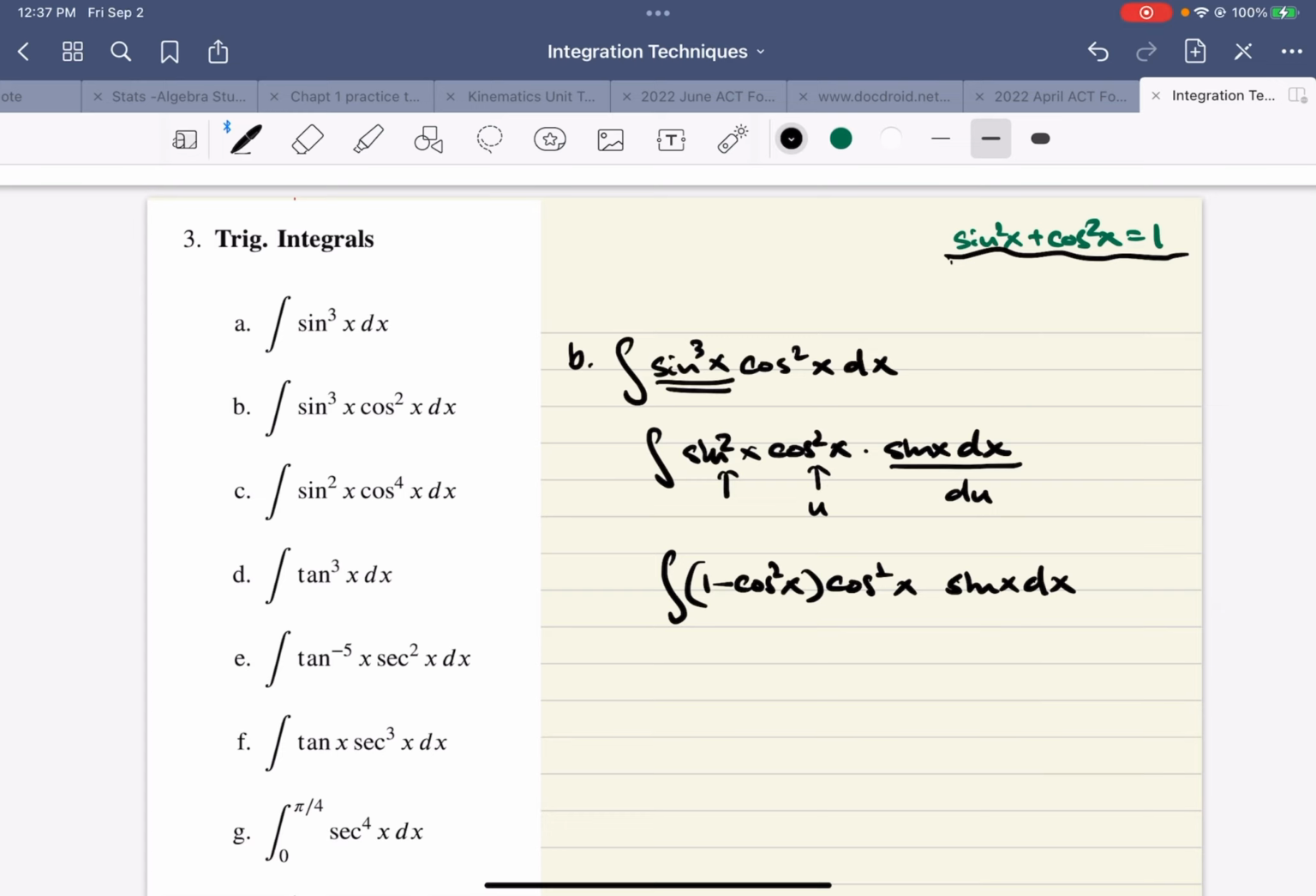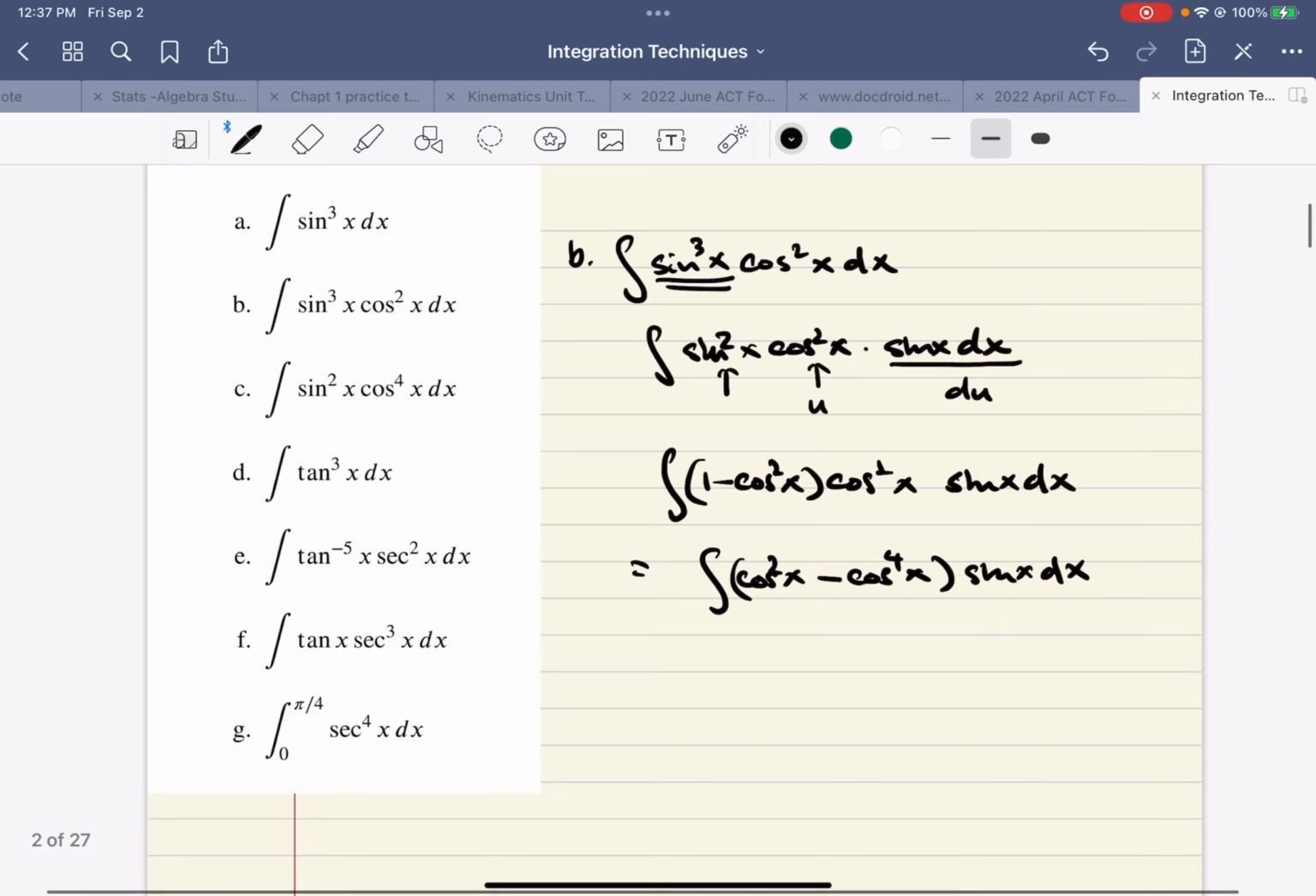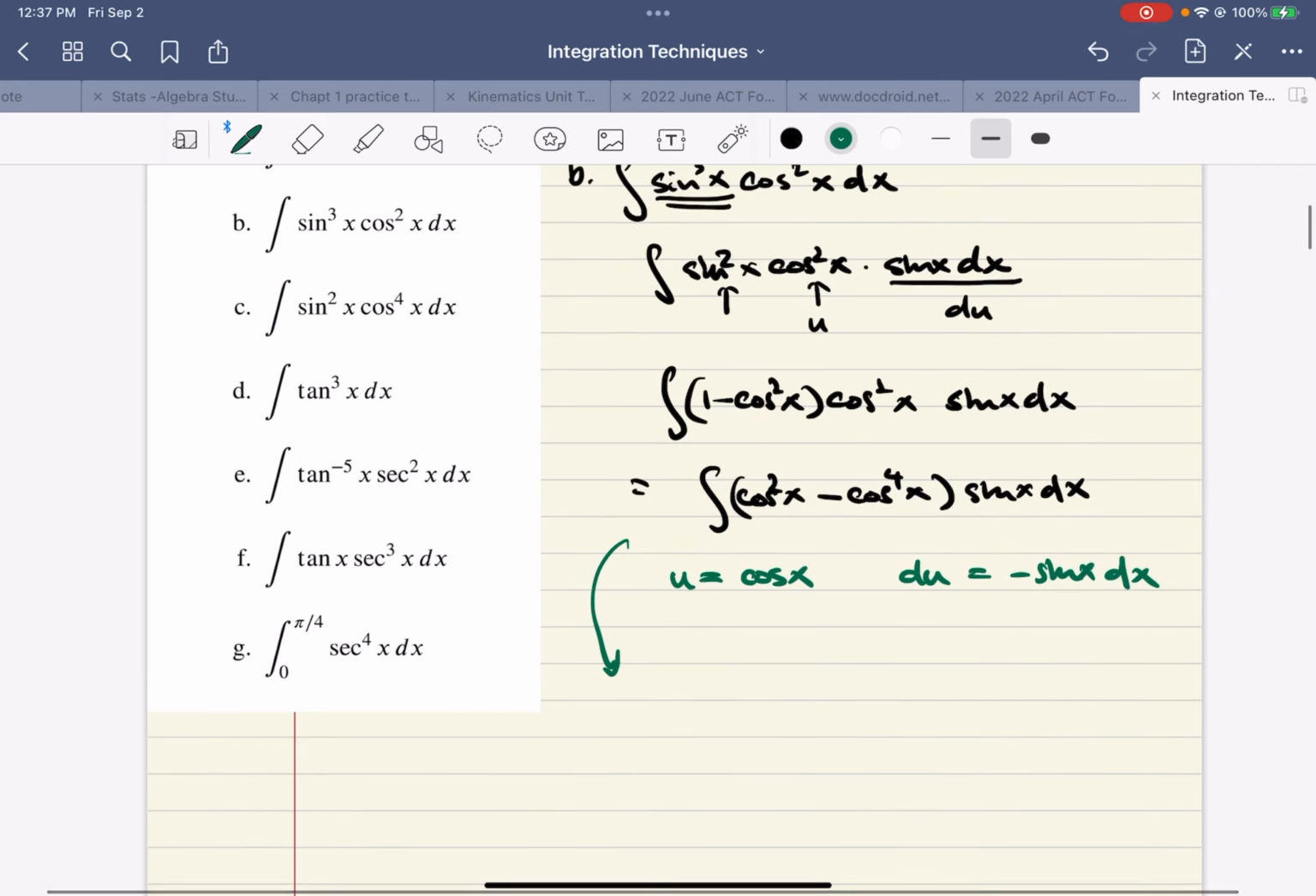Now distribute: cosine squared x minus cosine to the fourth power x, and then sine x dx. That's how I got it. Now I'm gonna use a u sub, so u equals cosine x. So du equals negative sine x dx. So this one becomes integral u squared minus u to the fourth power, and then sine x dx will be negative du.